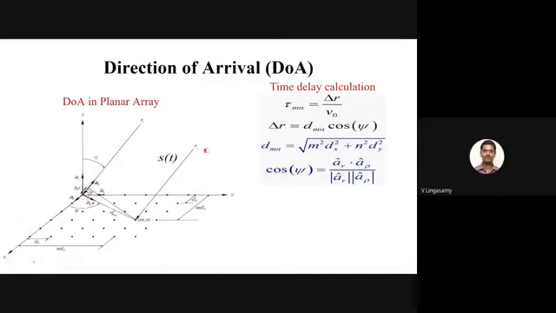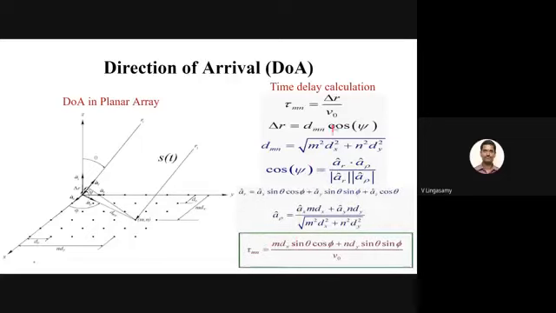This is one signal I am getting from this R2. The offset is dmn, which I am calculating, and then you see this cos psi. I am substituting this value and simplifying, which gives m dx sin theta cos phi plus n dy sin theta sin phi.